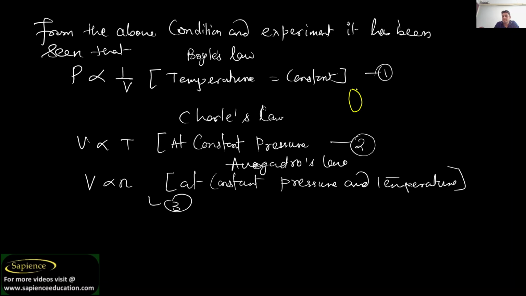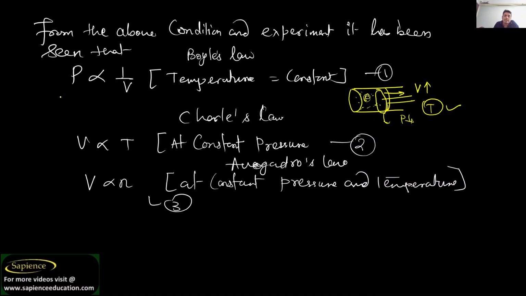Suppose there is a piston-cylinder arrangement. Piston and cylinder are like this, okay, and there is a gas like this, okay. Now tell me, if somehow the volume increases, then what will happen? Pressure inside the gas will reduce. But the thing is that temperature should remain constant.